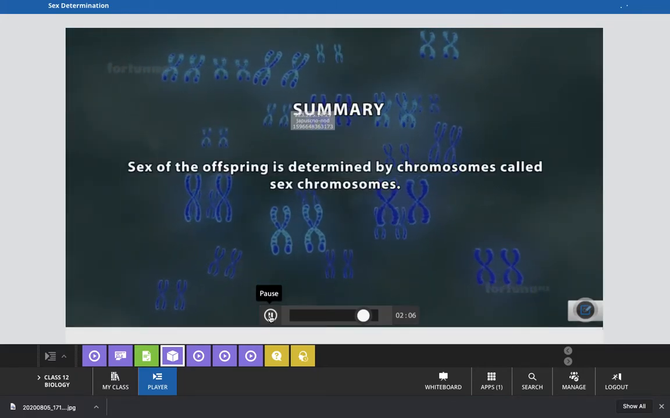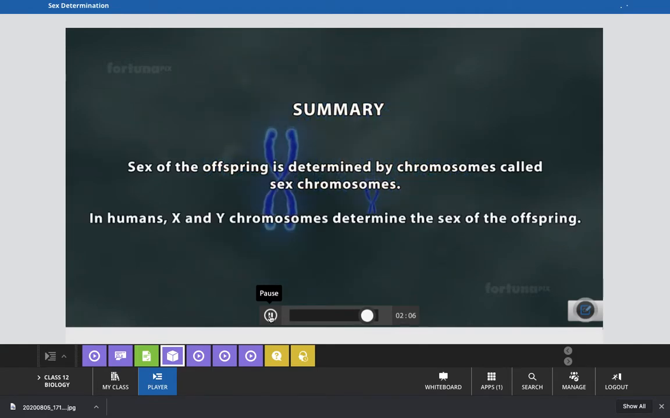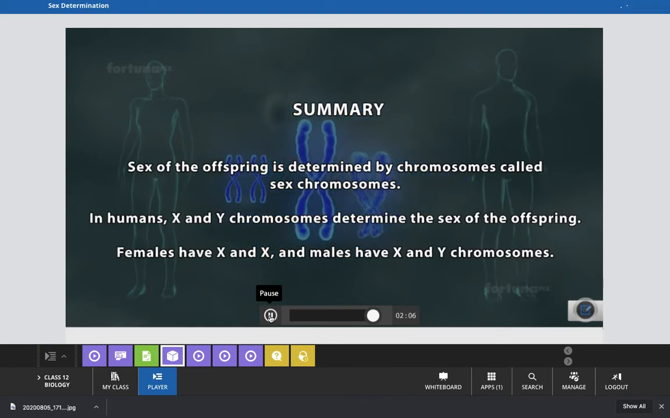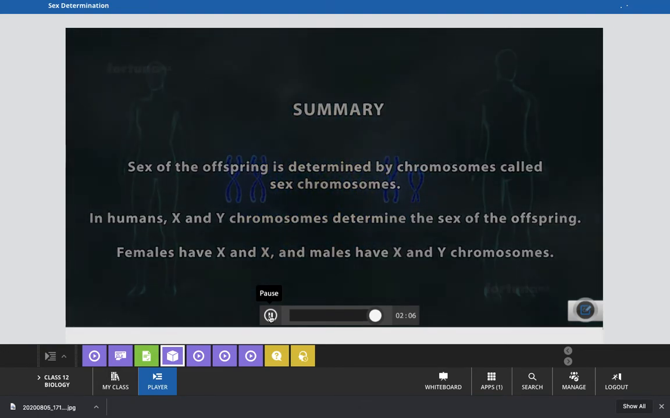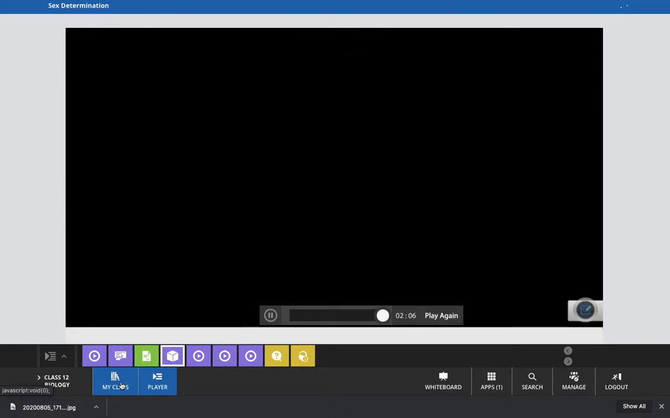Summary. Sex of the offspring is determined by chromosomes called sex chromosomes. In humans, X and Y chromosomes determine the sex of the offspring. Females have X and X, and males have X and Y chromosomes. Now, with the help of this presentation, you will be able to understand the concept of sex determination in humans. Now, let's move to one more presentation which will also help you to understand in a better way the concept of sex determination.